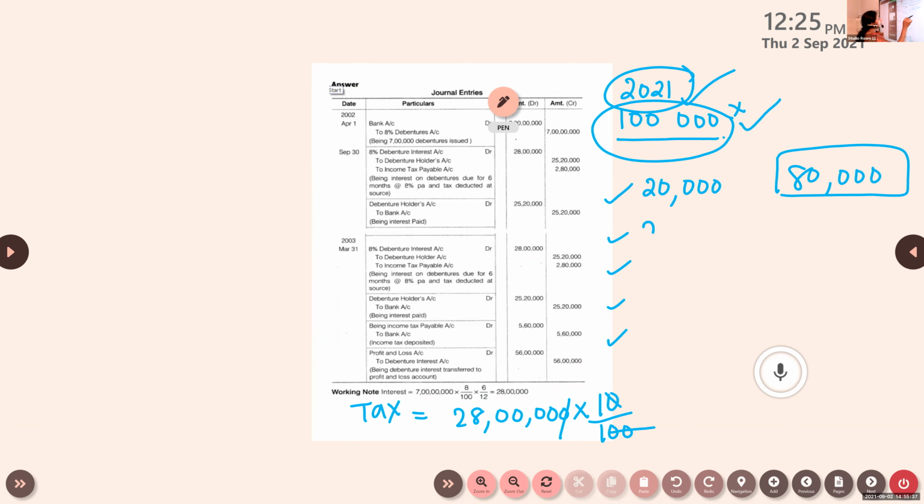Again, next year, we'll write off 20,000. What is the amount left now? 60,000. Likewise, 20,000, 20,000, it will be distributed. The expense will be distributed in the upcoming years. The whole amount is not charged in that particular year itself. Instead, it is written off in the upcoming years. That is how we deal with these fictitious assets.